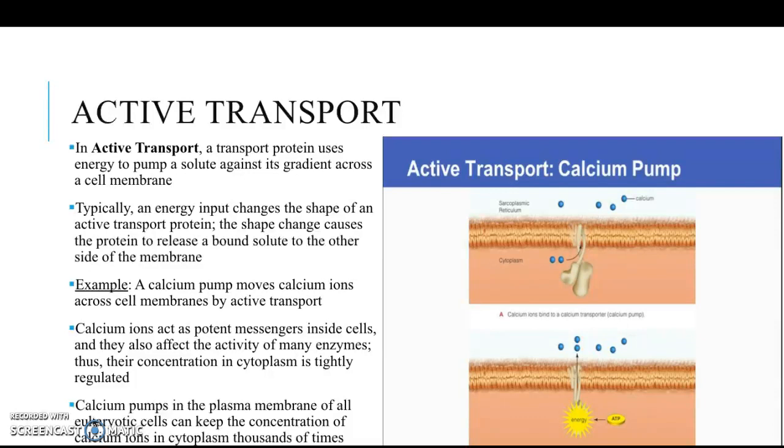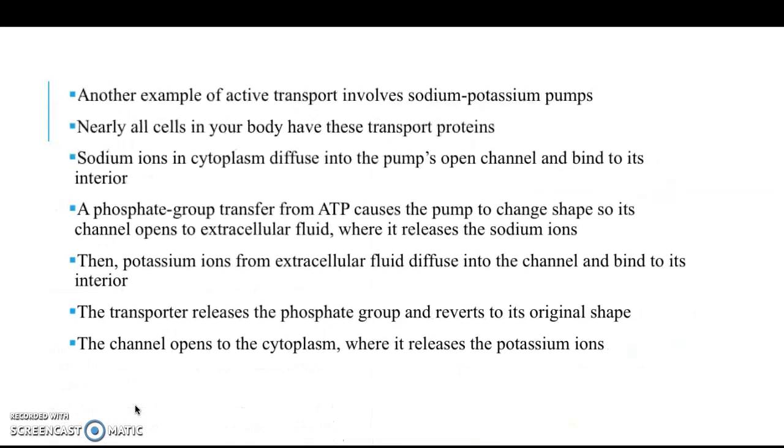Calcium pumps in the plasma membrane of all eukaryotic cells can keep the concentration of calcium ions in cytoplasm thousands of times lower than it is in extracellular fluid. Another example of active transport involves sodium-potassium pumps. Nearly all cells in your body have these transport proteins.